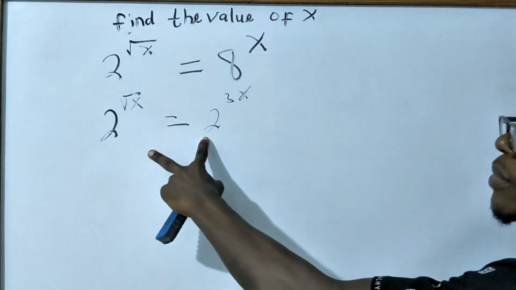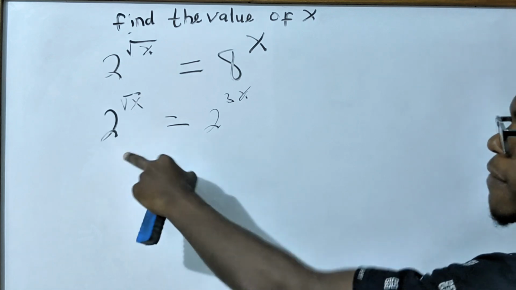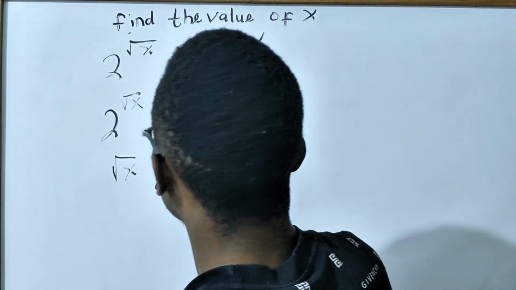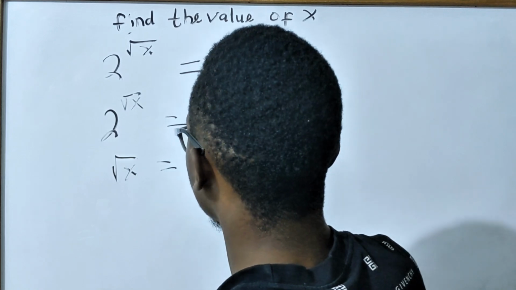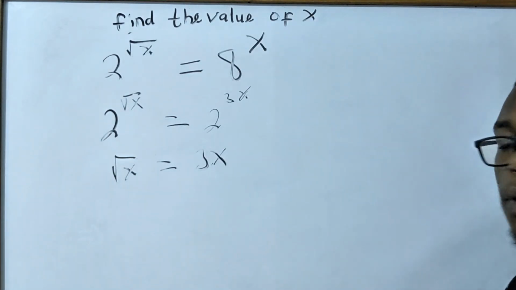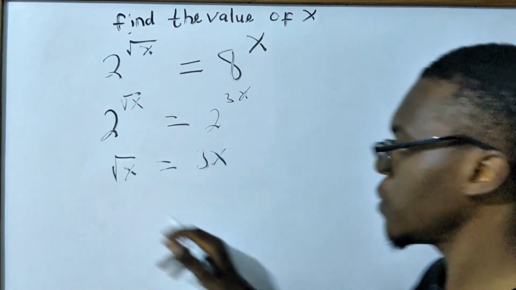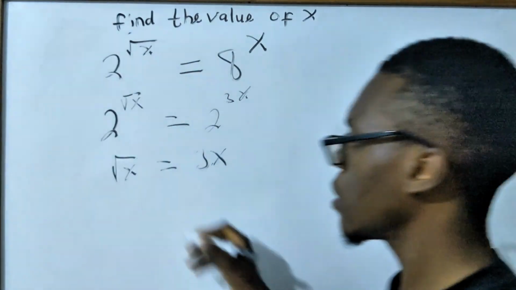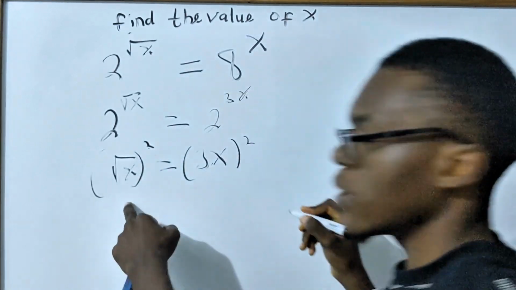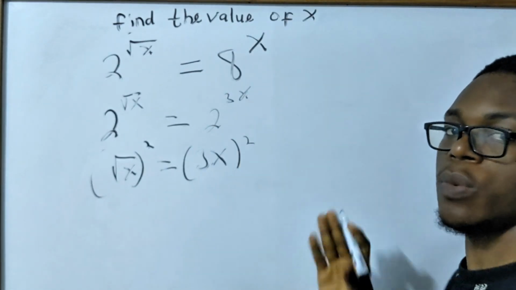Since they have the same base, we can say root x is equal to 3x. Root x is equal to 3x. Hence, to remove this square root here, we can square both sides. Squaring both sides. Anything we do on one side, we must do on the other side, so they should be balanced.